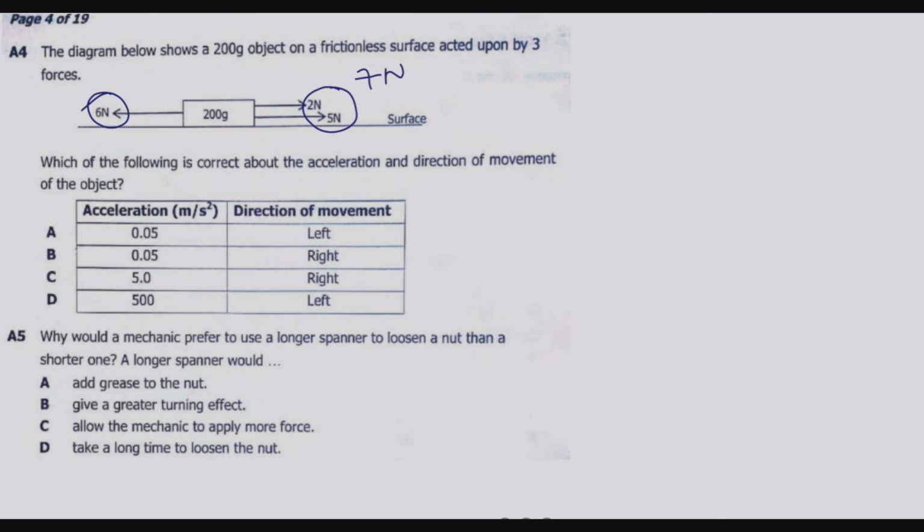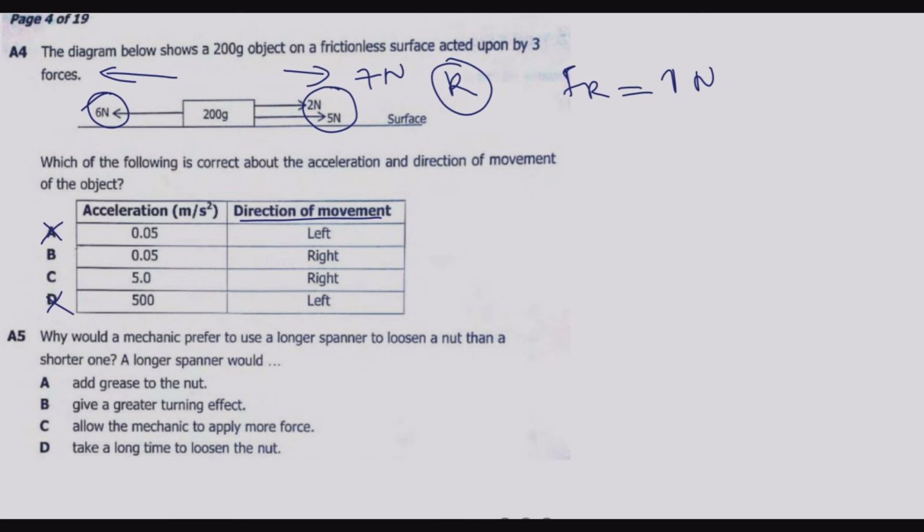So the resultant force is the difference between the pull in this direction and the pull in this direction. Since the pull in the right direction is greater than the pull in the left direction, the resultant force will be equal to 1 Newton. In which direction? The right direction. So what you notice here is, in this case, the direction of movement, we can eliminate what is not applicable. So A is out and D is out, we remain with B and C.